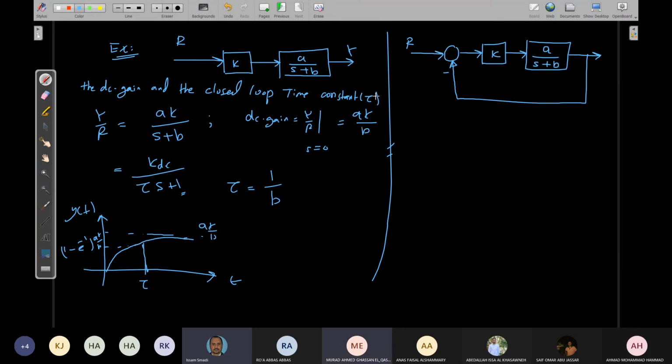Now, what about here? Who can give me the closed loop transfer function Y over R equal to what here? AK over S plus B plus KA. Yes, S plus B plus AK, thank you. Okay, who can give me the DC gain equal to what here? KDC equal to what here? AK over B plus AK. So AK over B plus AK. Who can give me the tau, the time constant here?